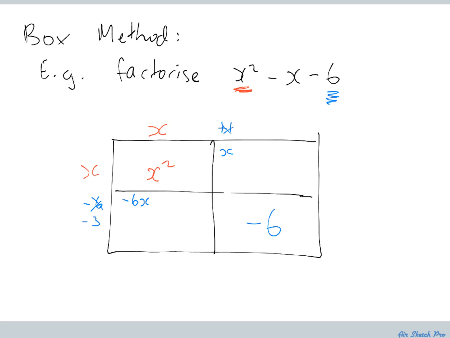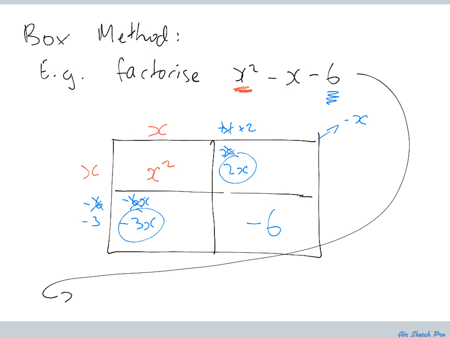So we go negative 3 and positive 2. Negative 3 times x is negative 3x. x times 2 is 2x. Negative 3x plus 2x gives me negative x. So these two are what give me negative x when I add them together. And so the factorisation is x squared minus x minus 6 is equal to (x plus 2)(x minus 3). Okay, so that's the box method of doing it.